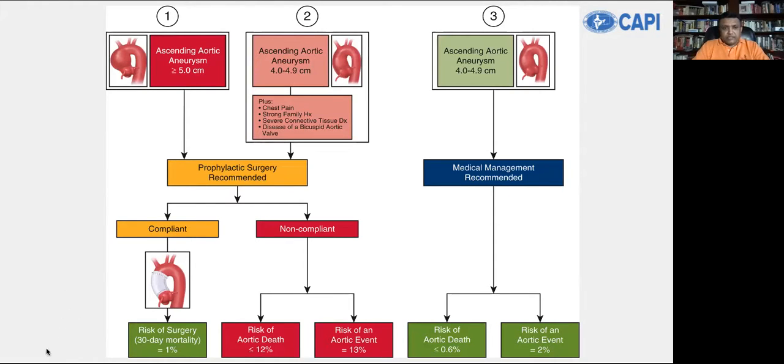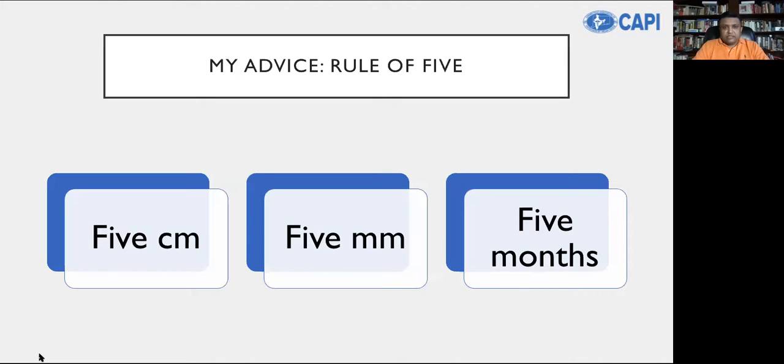I think the easiest way I describe this is by rule of five. I told you there are two numbers you're going to remember, and the first number you have to remember is rule of five. This is my rule. If the aortic aneurysm is 5 centimeter in diameter, or otherwise it grew by 5 millimeter in 5 months' time, you need to take that aneurysm out. You need to operate on that aneurysm. Okay.